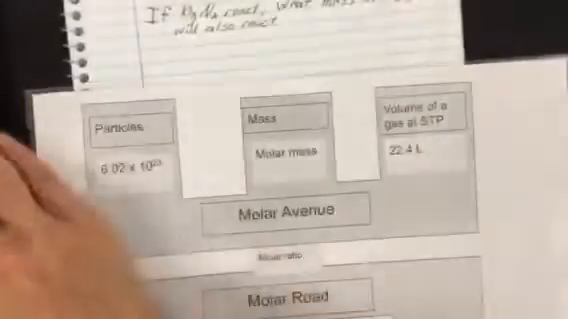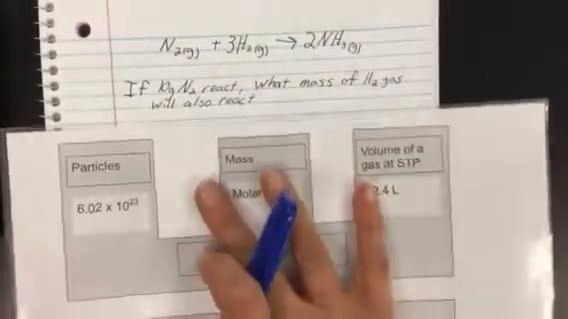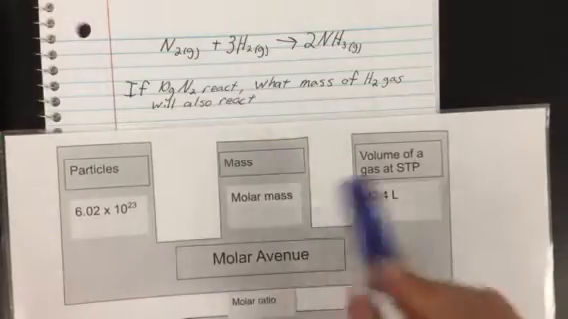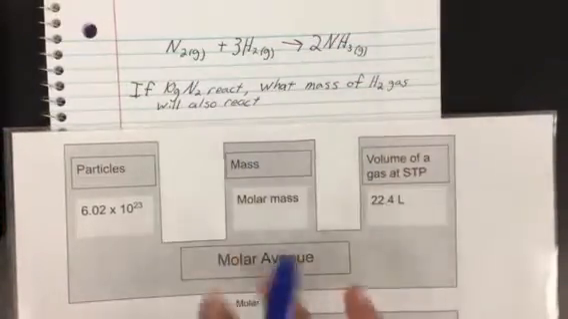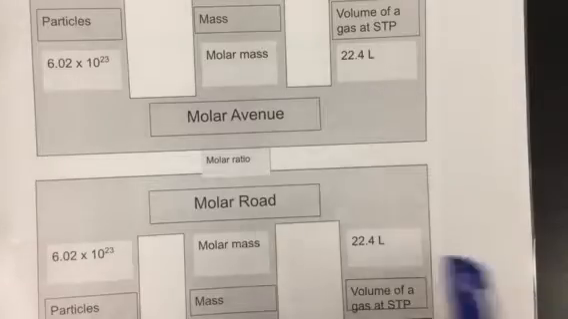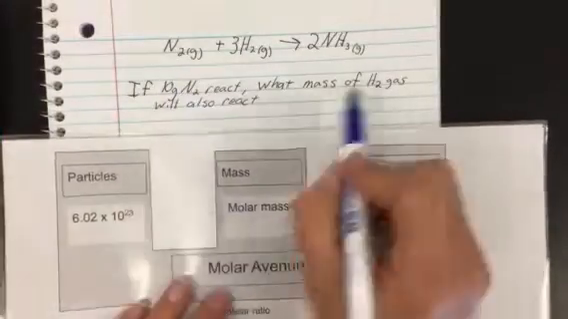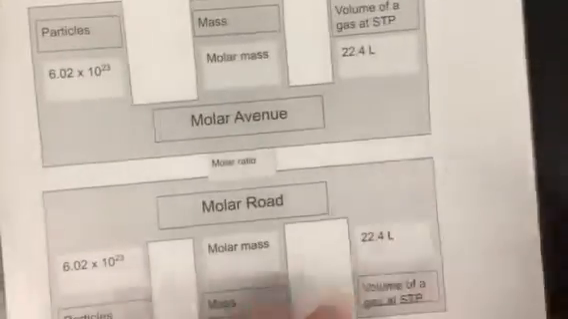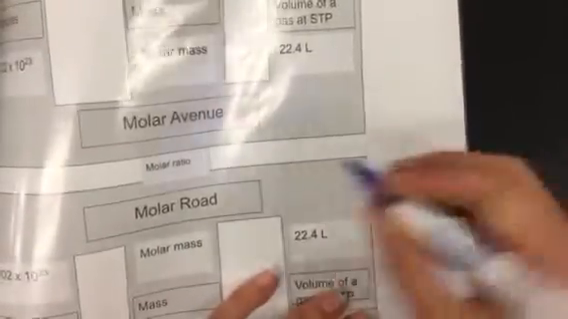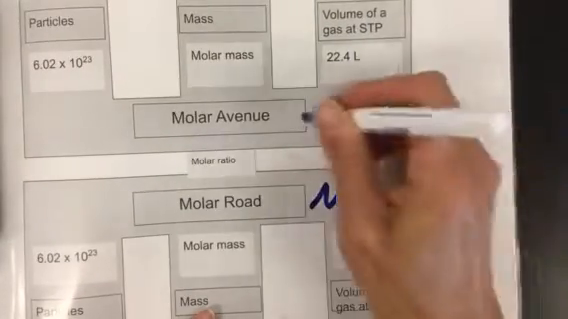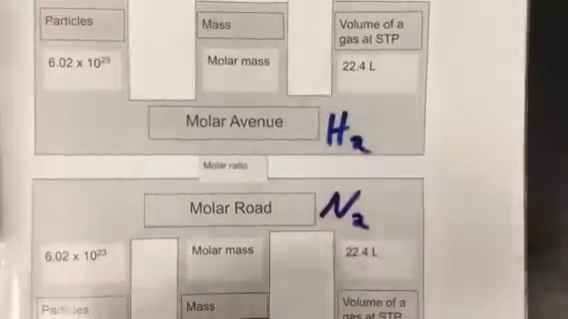Okay, question number 1 then. If I want 10 grams of nitrogen to react, what mass of hydrogen gas will also react? Okay, so something that is kind of helpful here is the 2 substances I need are nitrogen and hydrogen. So I'm going to label my molar road. I'm going to say that molar road down here is going to be my nitrogen, and my molar avenue is hydrogen.